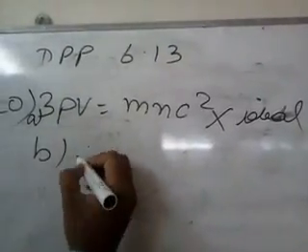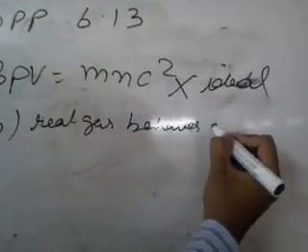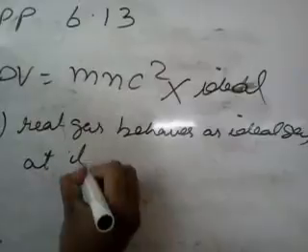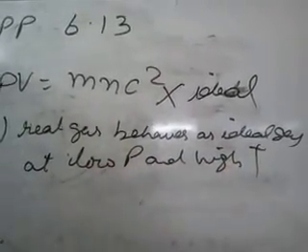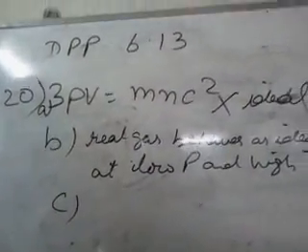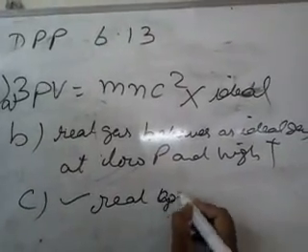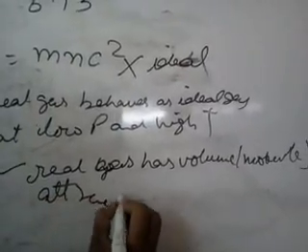That is basically incorrect. Real gas behaves as ideal gas at low pressure and high temperature, not at normal conditions of temperature and pressure. Third, molecules of real gas have both volume and mutual attraction. This is correct. Real gas has volume, in fact molecular volume, and the molecules do have attractive forces within them.